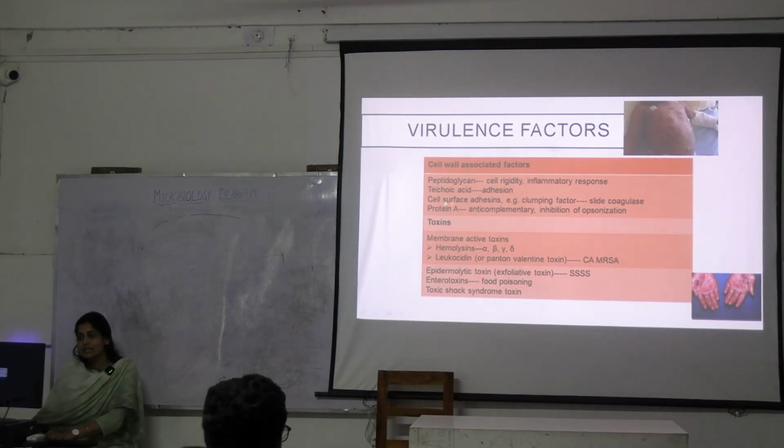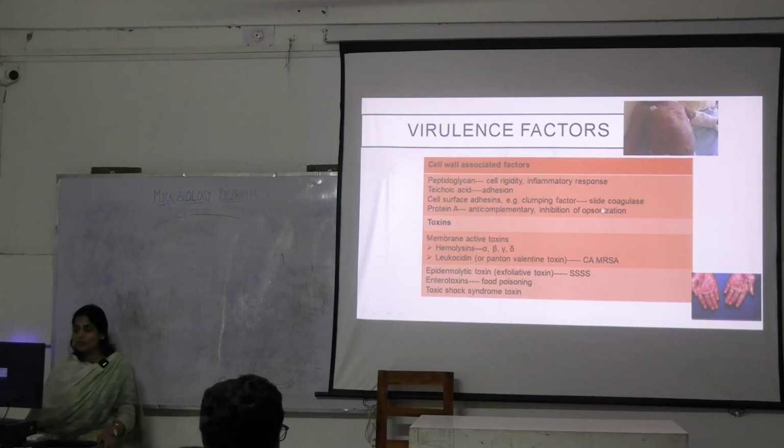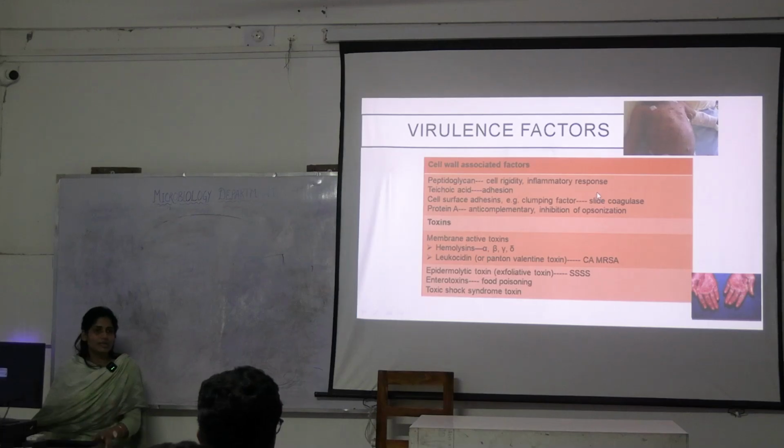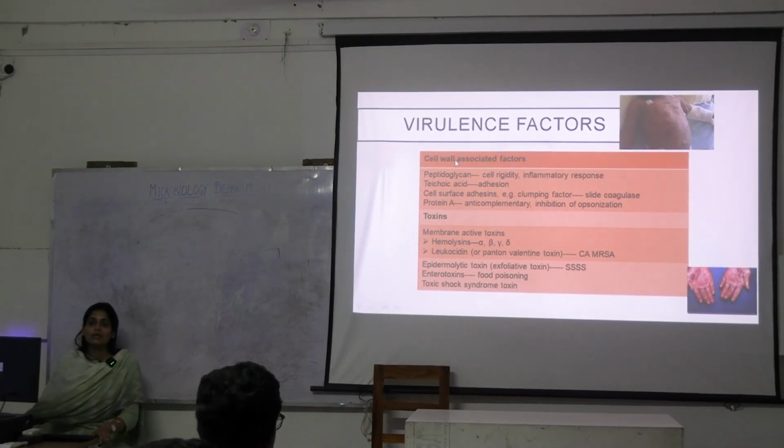Then there are cell surface adhesins, clumping factors, which are exhibited in the slide coagulase test. Have you seen the coagulase test? Whenever you see the slide coagulase test, there is clumping of the bacterial colony that is exhibited by the clumping factor. And in tube coagulase, it is exhibited by which? Coagulase enzyme. Okay. Then there is protein A, which is anti-complementary. It protects the bacteria from the immune system. These are all cell wall associated factors.